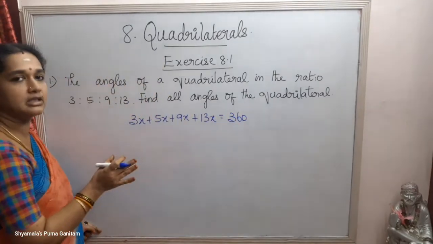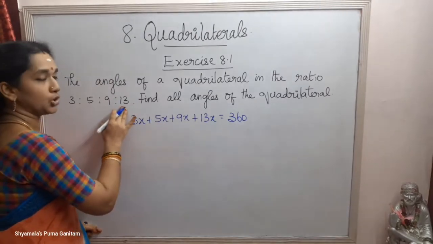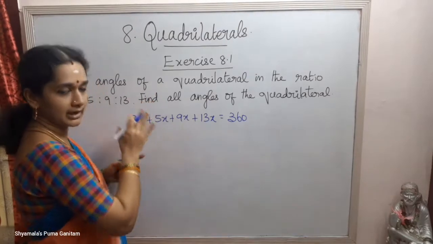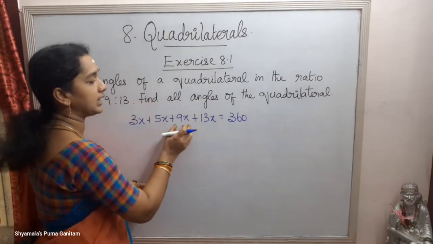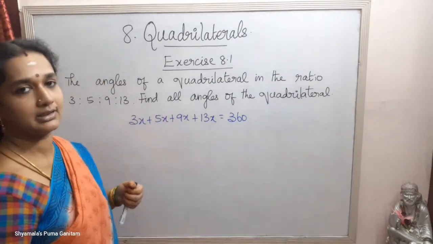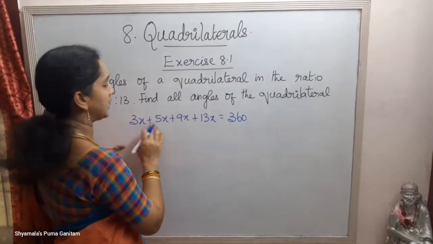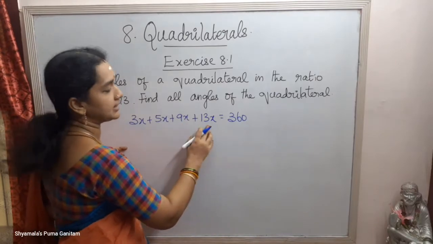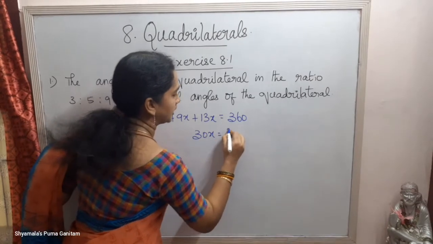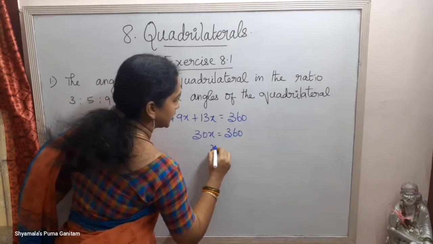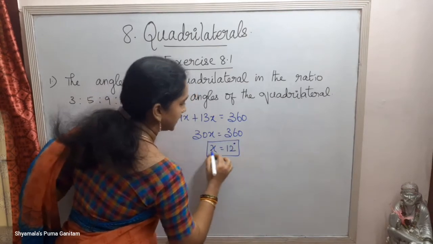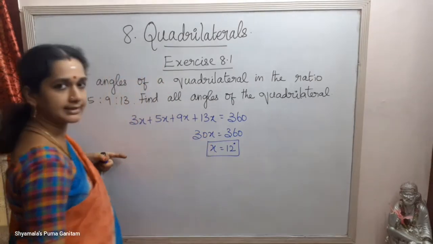The given angles of a quadrilateral are in the ratio 3:5:9:13. Since this is in a ratio, we will take that as 3x, 5x, 9x and 13x. If you add all these, we will get 360 degrees. 3 plus 5 is 8, 8 plus 9 is 17, 17 plus 13 is 30. So 30x is equal to 360. So my x value is 12 degrees. 360 by 30 is 12. x is equal to 12.